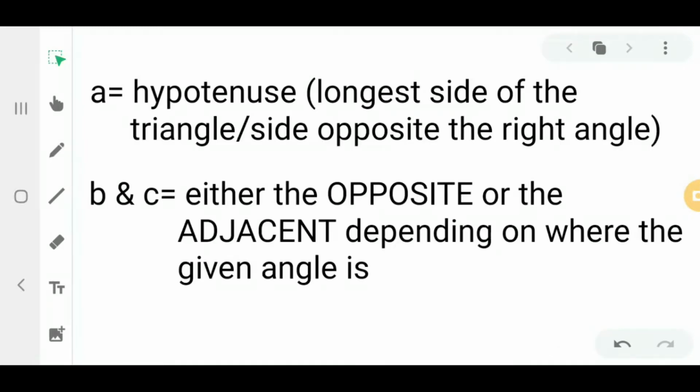So A is called the hypotenuse, which is the longest side of the triangle or the side that is opposite the right angle. And B and C is either the opposite or the adjacent depending on where the given angle is.